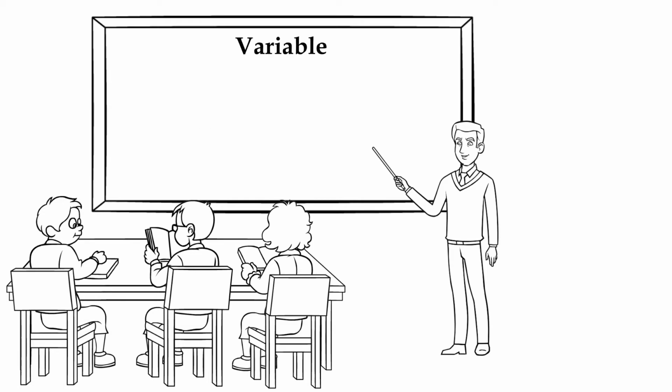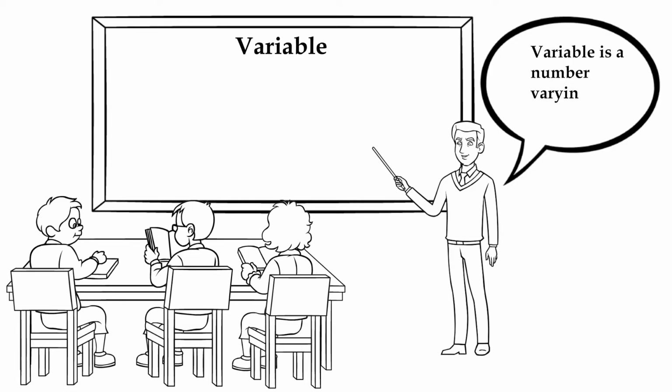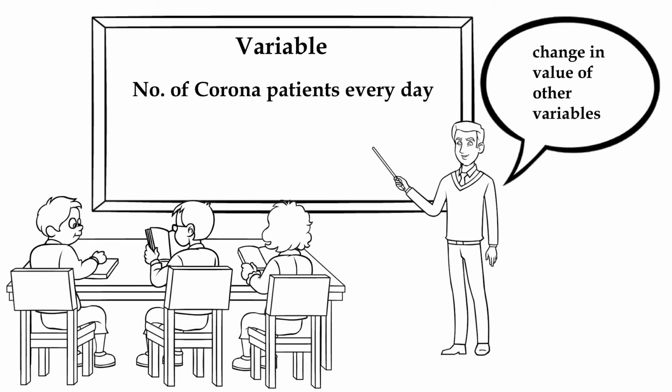Variable is basically a number that keeps changing from time to time. If there are multiple variables, the value of one variable will change with respect to the value of the other variable. For example, the number of corona patients identified per day. The numbers are most likely to change every day. In x plus y equals 10, there are 11 different combinations of answers. When the value of x changes, the value of y also gets changed.